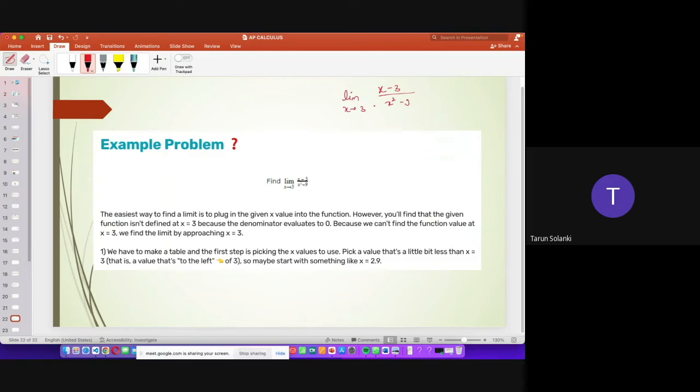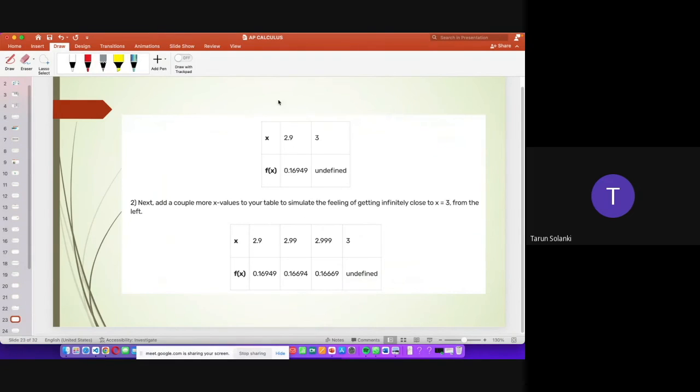Okay, so first we have to make the table. First step, pick x values a bit less than 3, meaning to the left of 3, that may be like 2.9. So when you take x equals 2.9, the function's value becomes 0.16949, right? At 3 it's undefined, right?